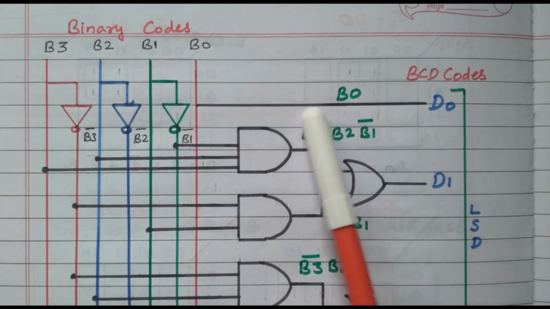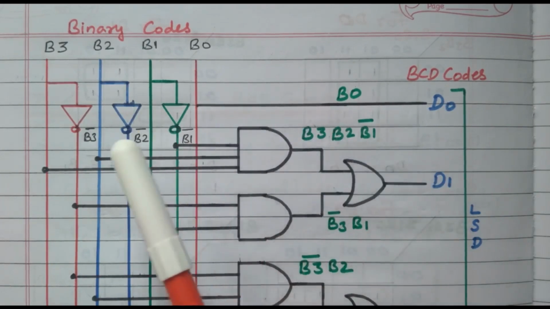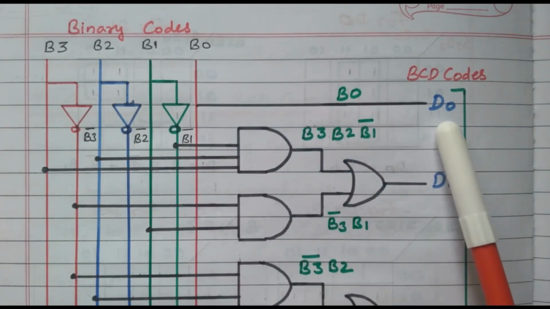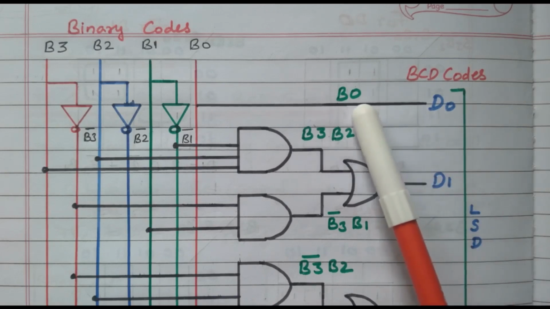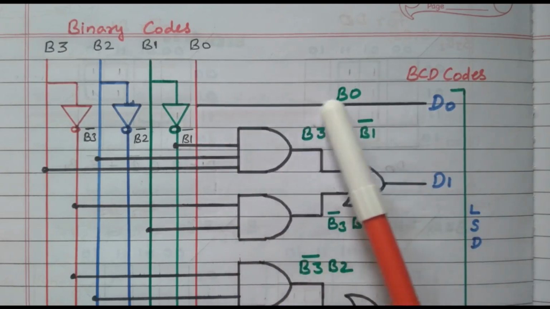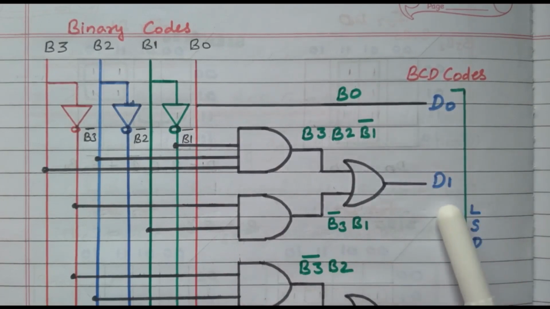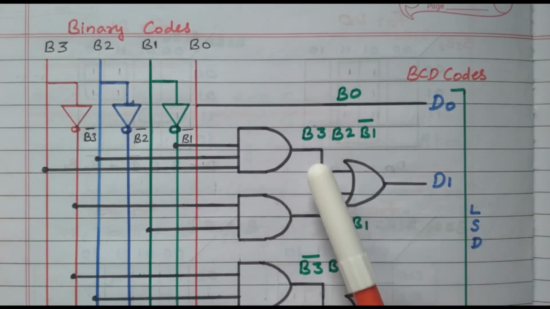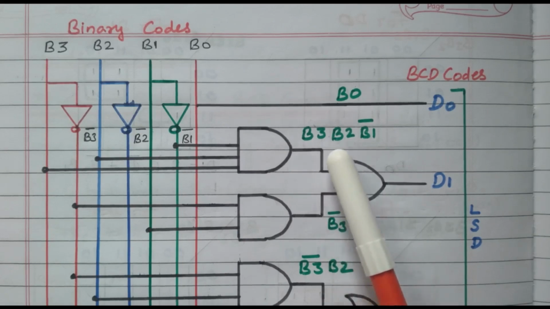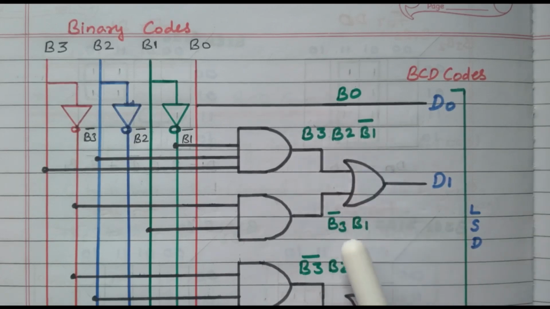D0 is nothing but B0. From the Karnaugh map, we simplified the expression D0 equal to B0. So from B0, we can get the BCD output of D0. Then D1. What is the value of D1? It is B3 B2 B1' plus B3' B1. We have to add these two terms. This addition is done by this OR gate.